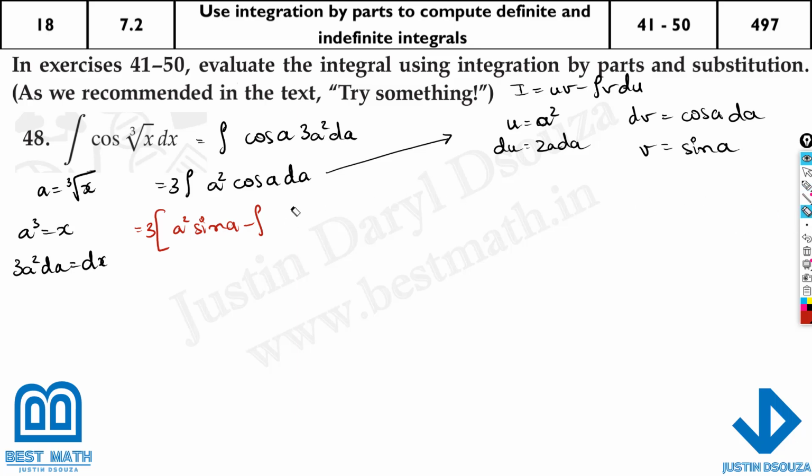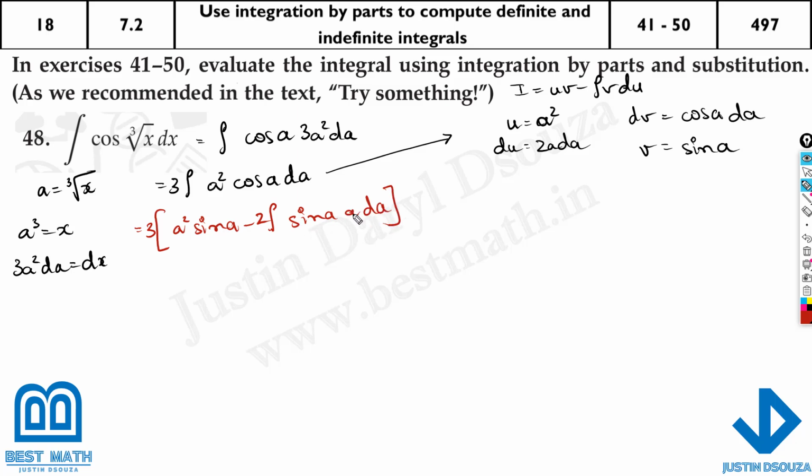What happens over here? I'll just write the integral a little far away, because we will have a coefficient, right? What is v? v is again sine a. What is du? Sorry, the second part is du, right? This is the formula, du. What is du? 2a da. So I'm going to write this 2 outside. And what is remaining? a and da.